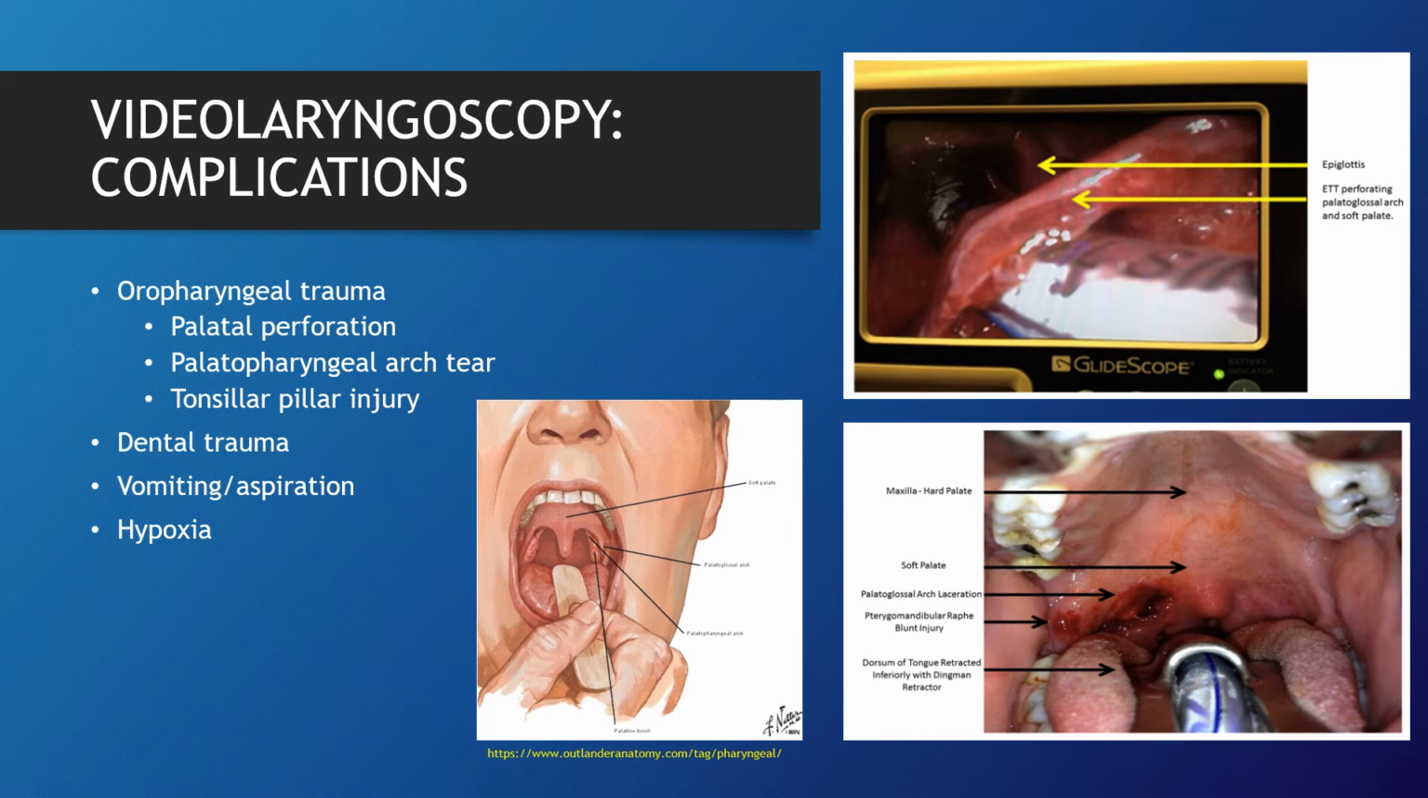Other complications include dental trauma, vomiting and aspiration, and then finally hypoxia. Hypoxia because we know that video laryngoscopy increases the chances of successful intubation. However, we also know that it technically does take longer than direct laryngoscopy. And so this increased time can contribute to hypoxia while you're placing the tube.